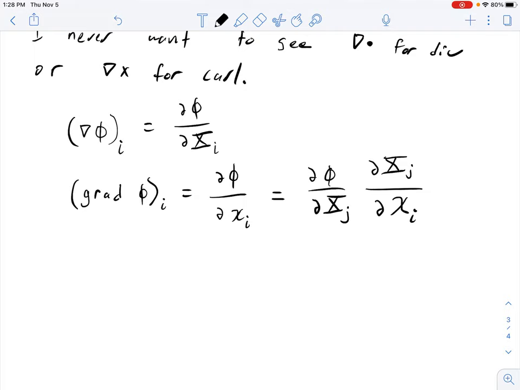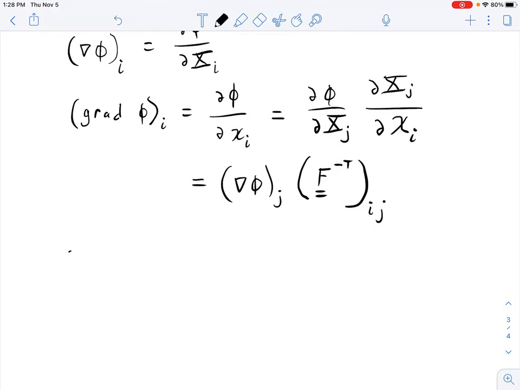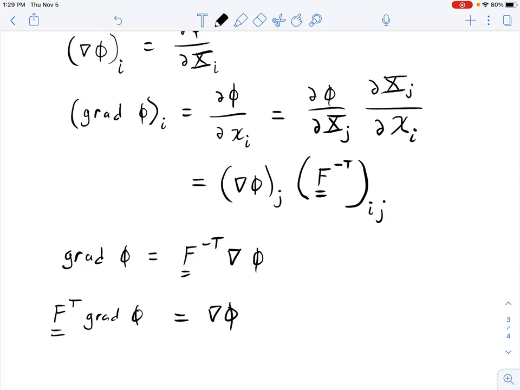All right, well, in coordinates, that is grad phi j, and then F inverse transpose ij. So the spatial gradient of a scalar field is equal to F inverse transpose times the reference configuration gradient, or you could have F transpose times grad phi is equal to grad phi in the reference configuration.